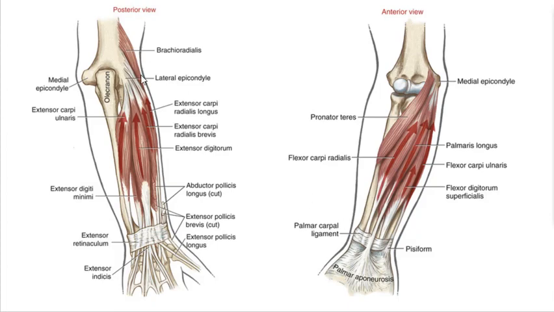Again, a redundant view. Here's the posterior view of the forearm, and you can see the extensor group. On the anterior side, you can see the flexor group, and then you can see pronator teres. That's there. Pronator quadratus would be here.